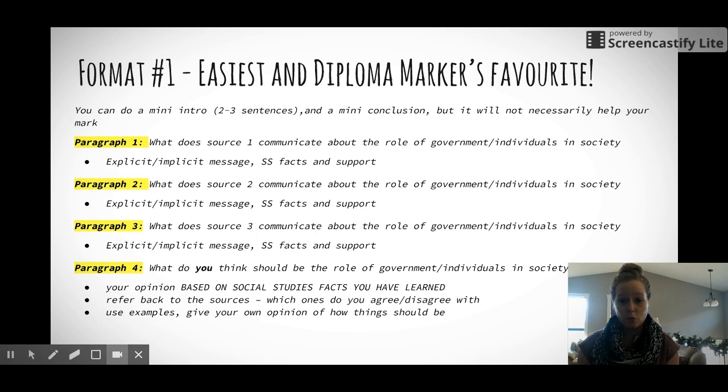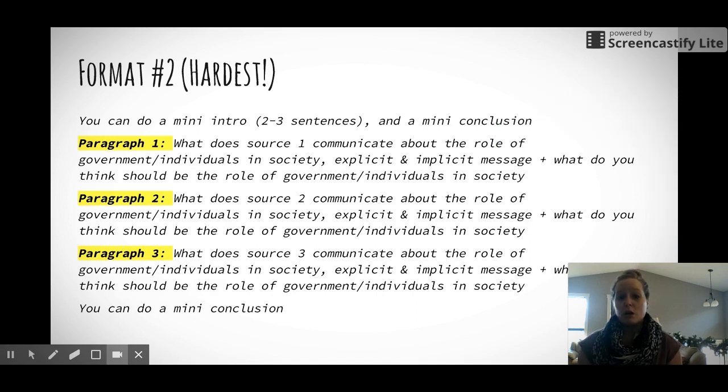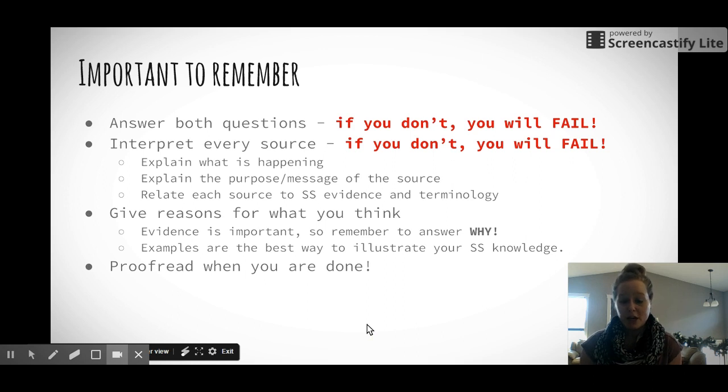However, if you want to do the next one, format 2, you can. So basically, you put the sources and your opinion into one paragraph. So paragraph 1 will communicate about the role of government or individualism in society based on source number 1, and then what you think it should be. And you do that the same for paragraph 1, source 1, 2, and 3, and you can do a mini conclusion if you want.